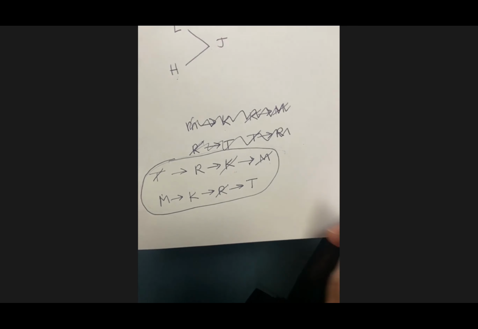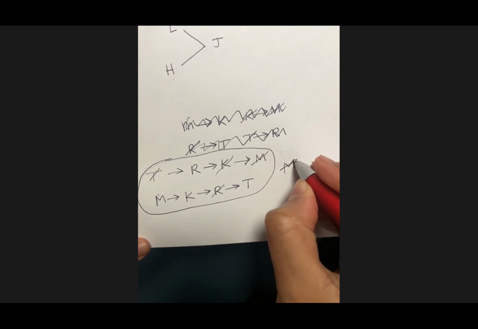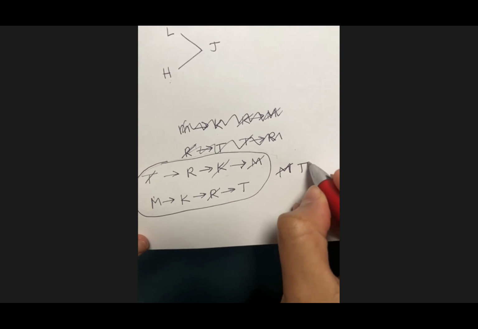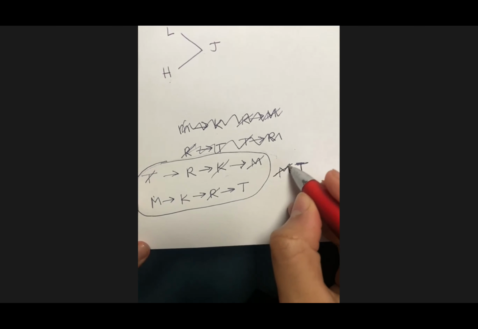So just to check, would it be okay to have not M, right? And then to have T. Would that be okay? No. Why not? Why is that not okay? Because you need M to get to T.